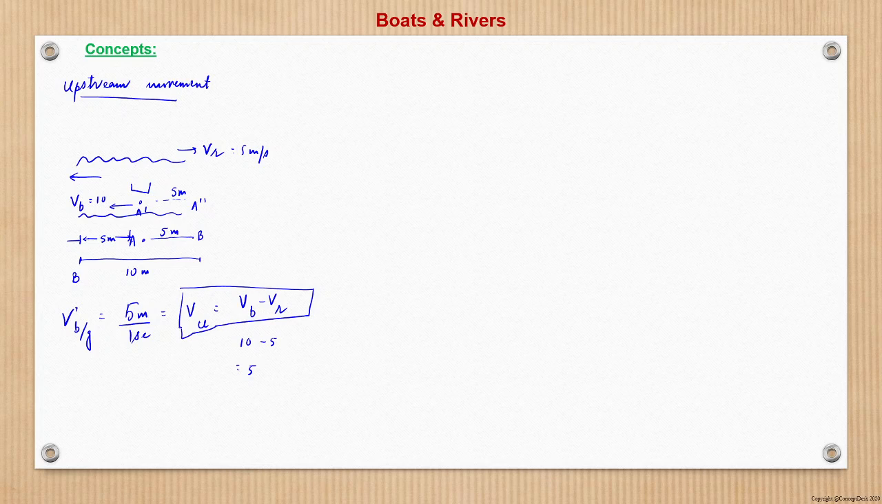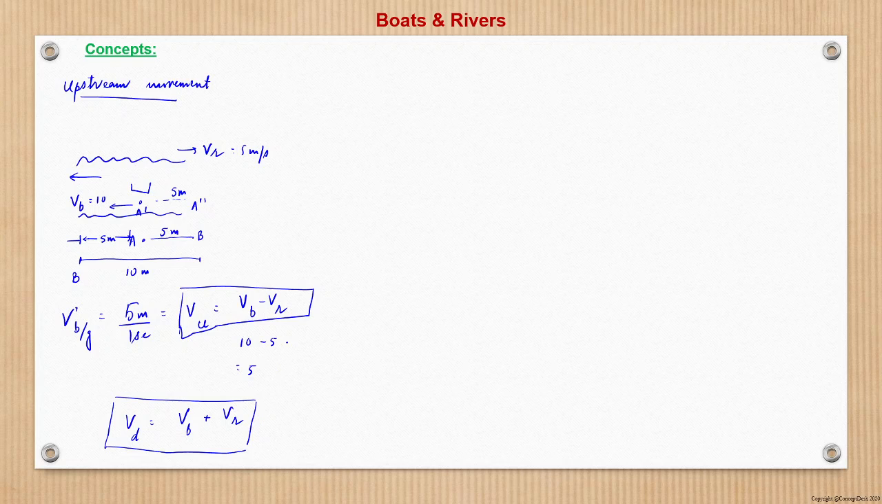So velocity of boat in upstream is velocity of boat in still water minus velocity of river. Similarly, velocity of boat downstream is nothing but velocity of boat in still water plus velocity of river. These two relations we should remember. I mean, this is quite clear enough.